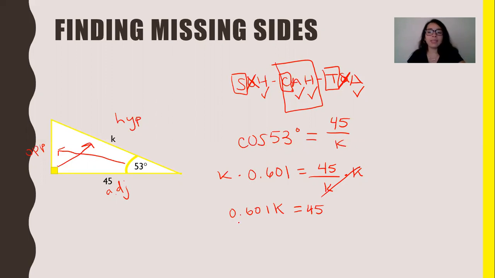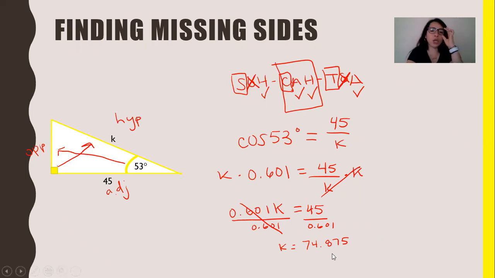And then I want K by itself, so because that's multiplying, I divide by 0.601. Whatever I do to one side, I do to the other side. And that's gonna give me 74.08. What is it? I got 74.88, but you could check this. That sounds about right. Yeah, good. So that's gonna be 74.875 or 88, like you said. Okay.